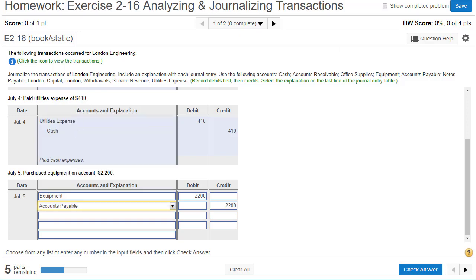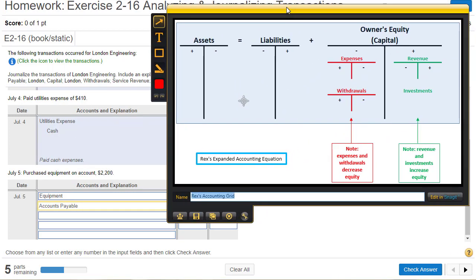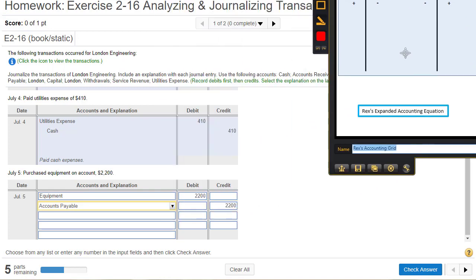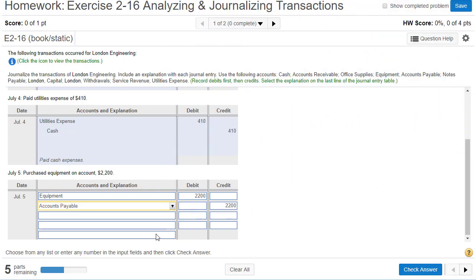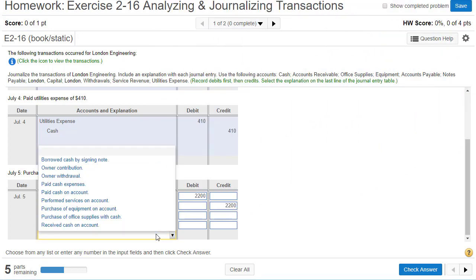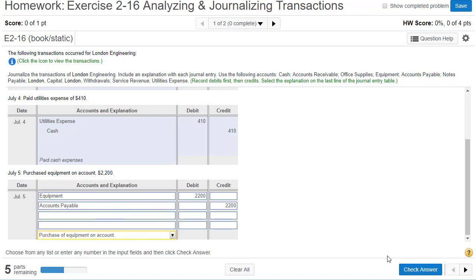Now you might be asking, well, why are we crediting it? Well, the answer to that is, do we have more liability and it's therefore a credit, the right side, or do we have less liability? We have more liabilities. So accounts payable, which is a liability, is increasing. Purchased equipment on account.